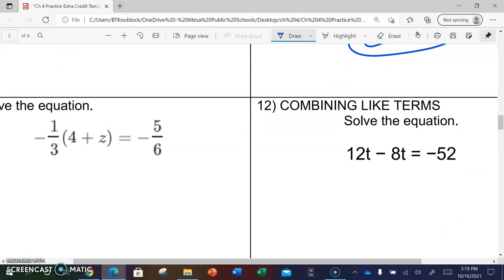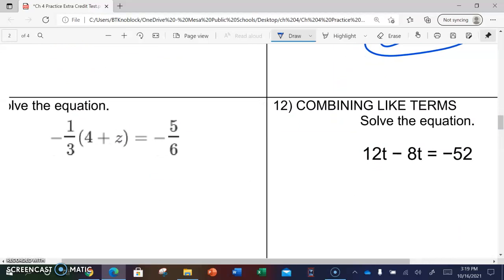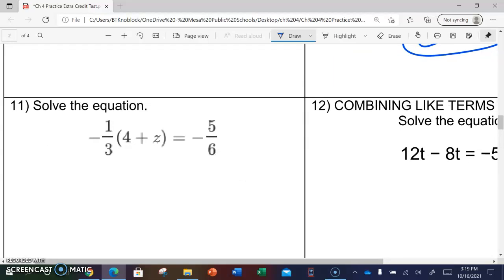Number 11. What I am going to do on this one, we are going to distribute this to both of these. So we end up negative 1/3 times 4, that's negative 4/3, plus negative 1/3 z, so that's multiplying by both, equals negative 5/6.